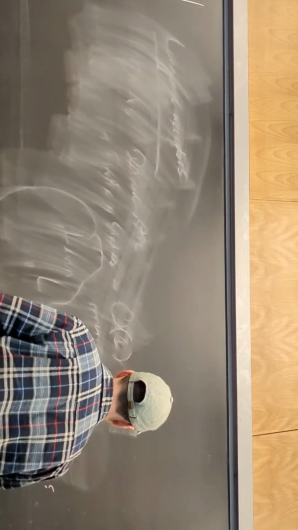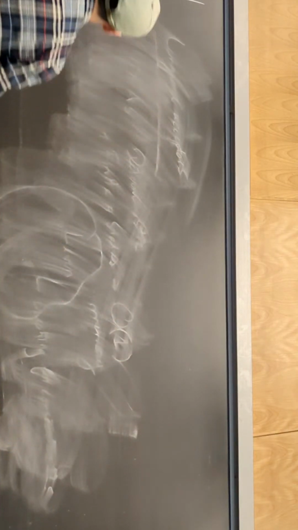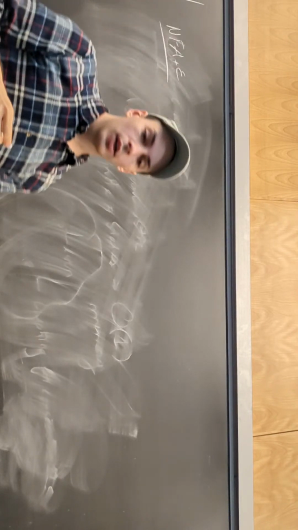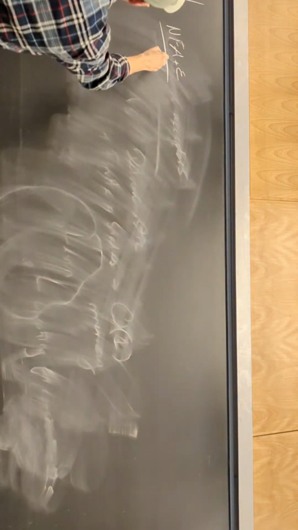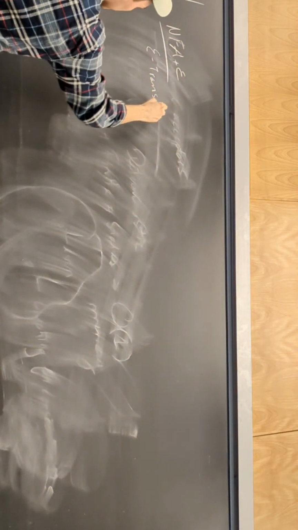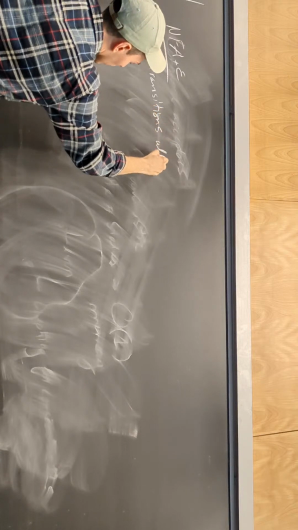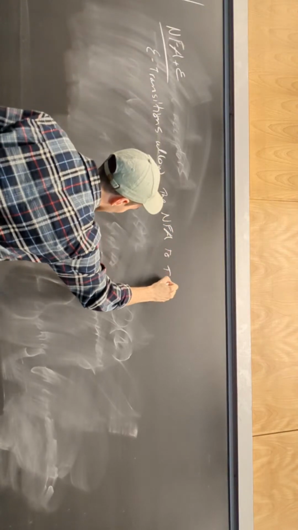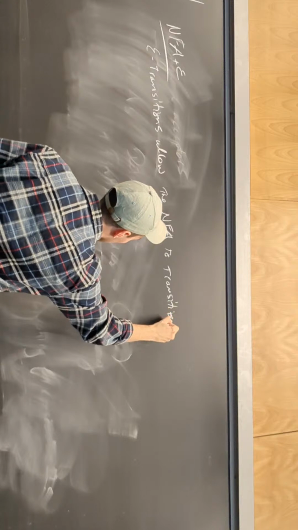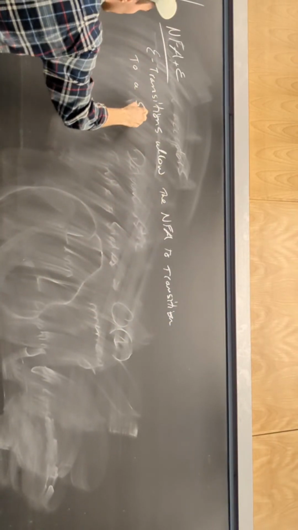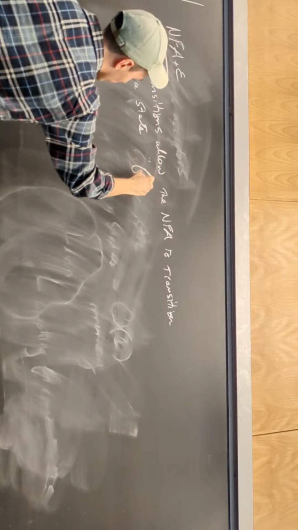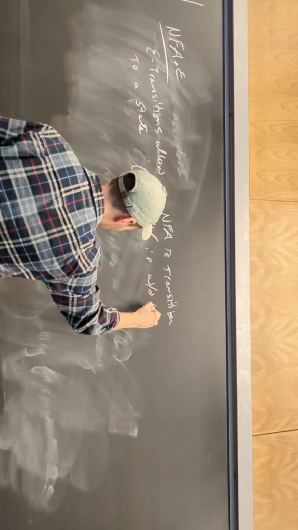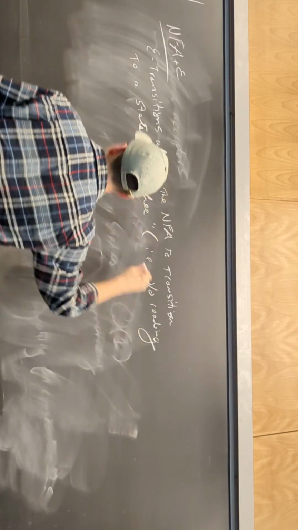Okay. So another cool thing you can do with NFAs is you can have NFAs which have epsilon transitions. So what are epsilon transitions? Epsilon transitions allow the NFA to transition to a state for free, or really more technically, without reading from the input tape.